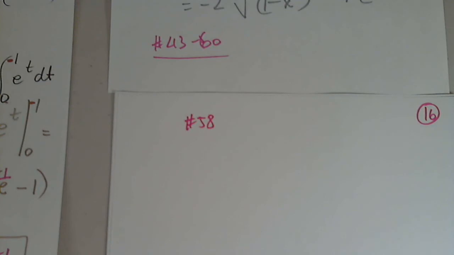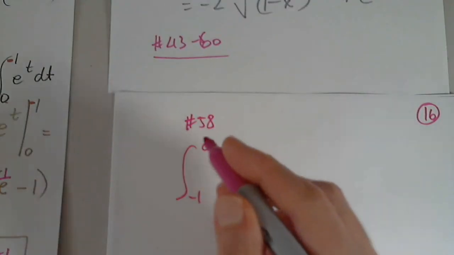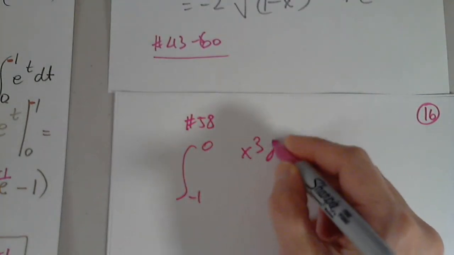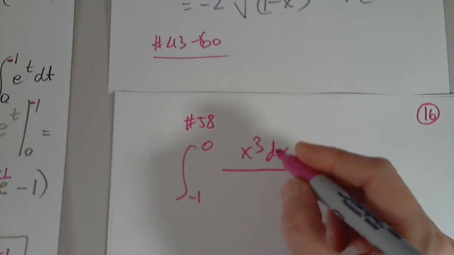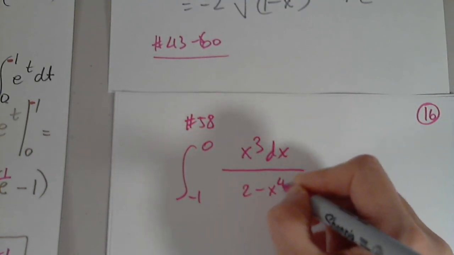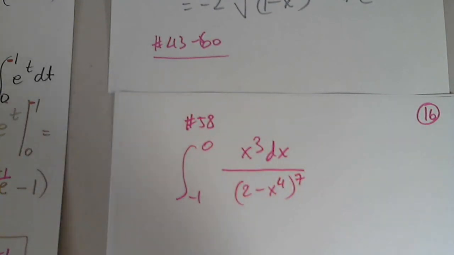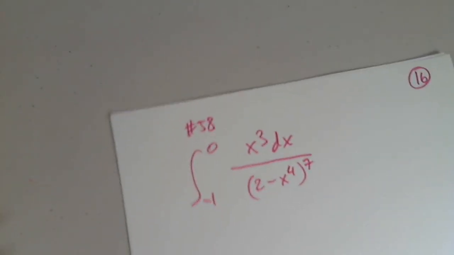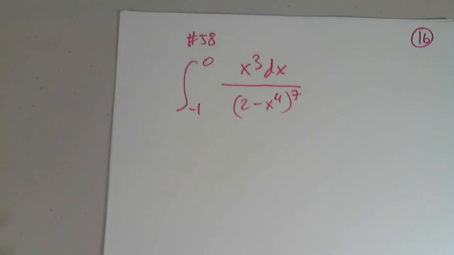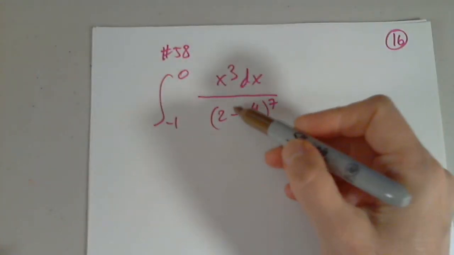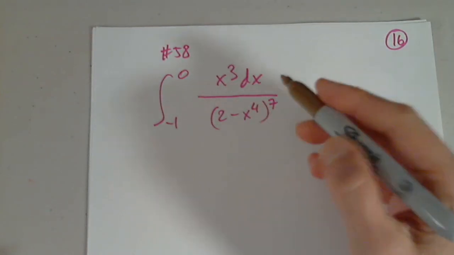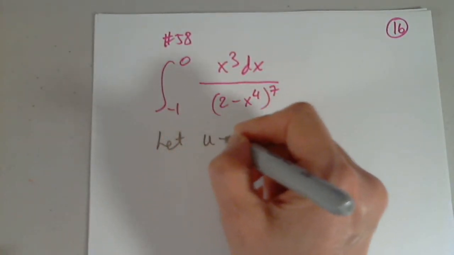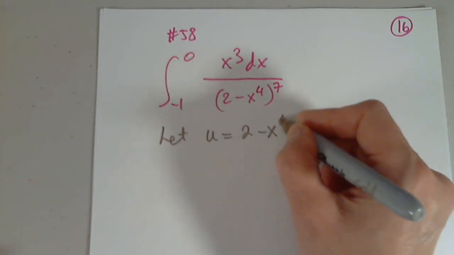I see the integral from -1 to 0, correct me if I'm wrong, x cubed dx divided by 2 minus x to the 4th raised to power 7. Am I correct? Yeah. Okay, very good. And you know what bothers me, right? I'm sure you do. This bothers me in the denominator. So I'm going to say let u, for example, be 2 minus x to the 4th.